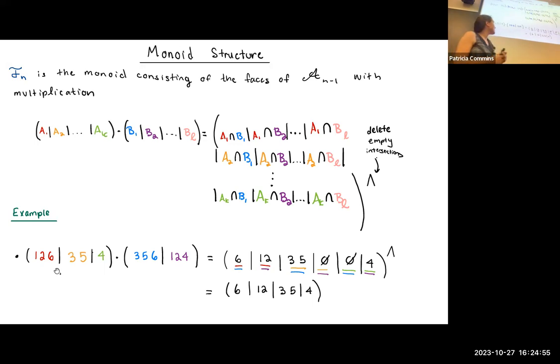So if we wanted to multiply this ordered set partition by this one, we'd first intersect 1, 2, 6 with 3, 5, 6, and we just get 6. Then 1, 2, 6 with 1, 2, 4, we get 1, 2. 3, 5 with 3, 5, 6, we get 3, 5. 3, 5 with 1, 2, 4 is empty, which is the same with 4 and 3, 5, 6. And then 4 and 1, 2, 4 gives us 4. And then at the end, we get rid of all the empty intersections and are left with a new ordered set partition.